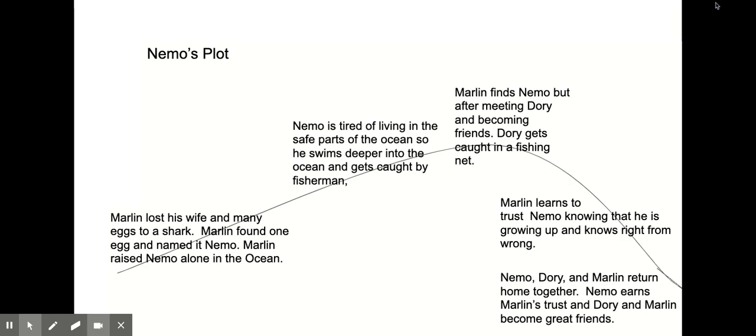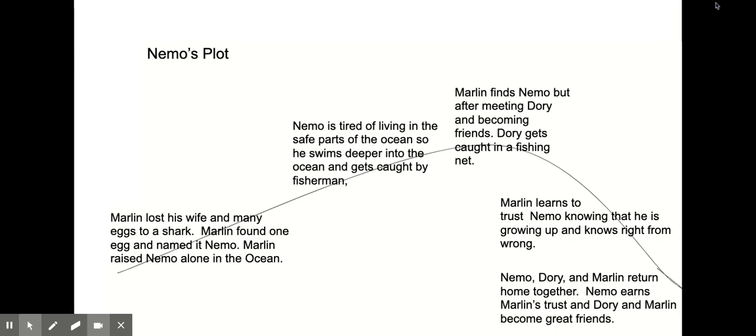After that, we have the climax. Now, the climax we know is your turning point or the most interesting part of your story because this is when Marlin finds Nemo, but this is after he meets Dory. And we know with Dory, they have a lot of adventures and they become friends.